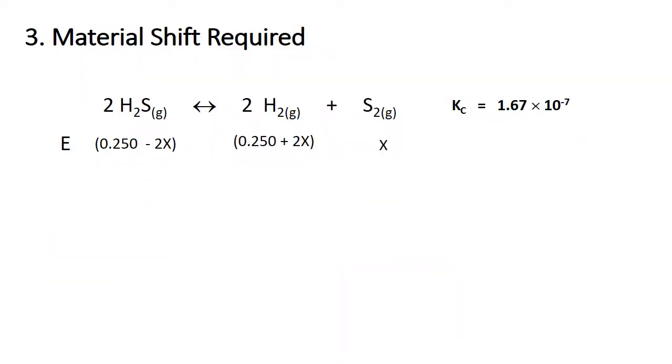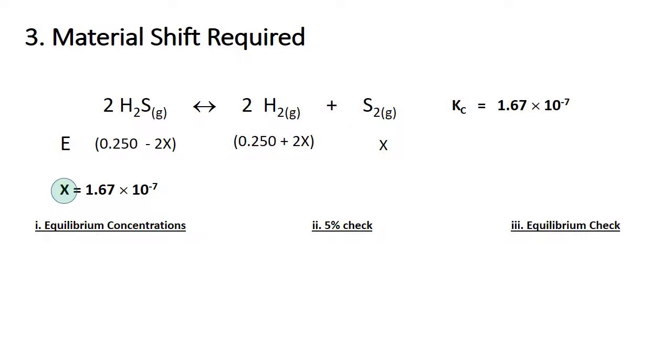To wrap up problem number 3, we need to use the value of x that we've determined after having performed a material shift and solving the equilibrium ICE problem to determine equilibrium concentrations. We also need to check our 5% to be sure our x is equal to 0 assumption is validated, and then we also need to check our equilibrium concentrations to be sure that they're correct, substituting them into the law of mass action to see if they reproduce the value of the equilibrium constant.